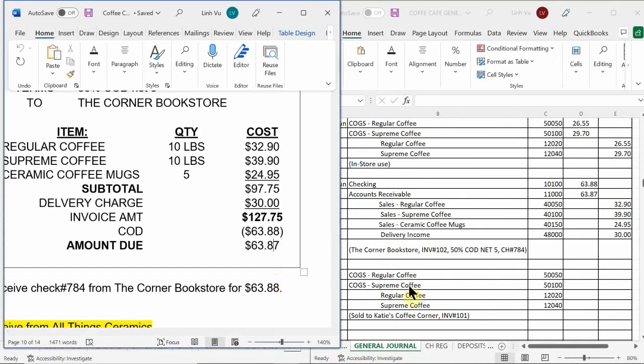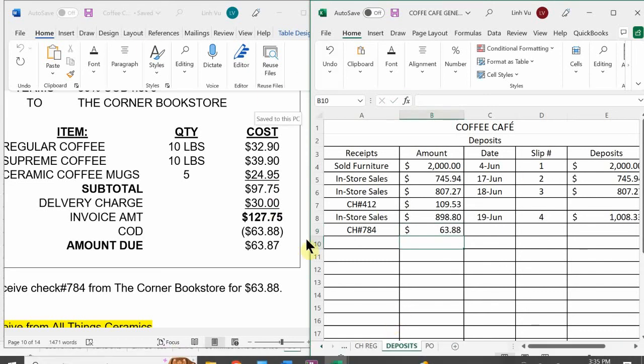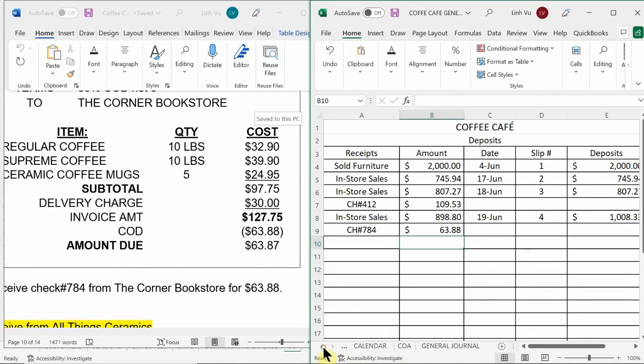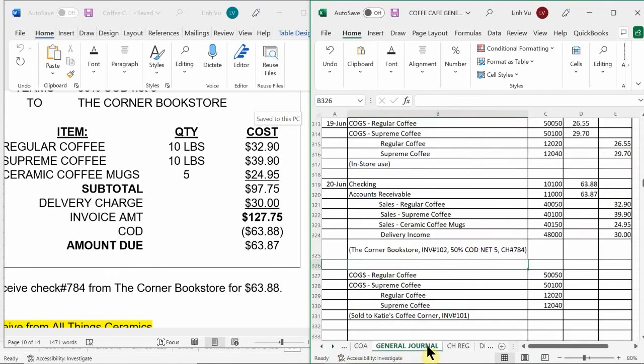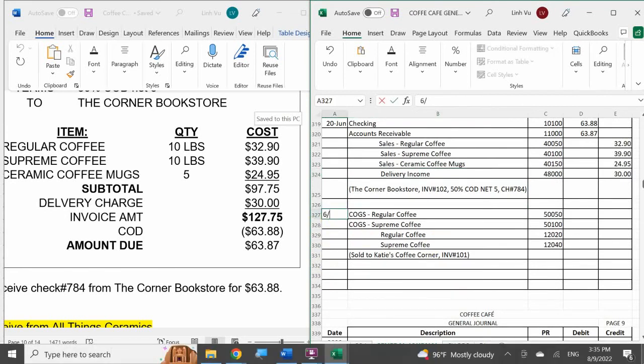Okay, so what happens to the check? We need to hold on to the check for $63.88. So we need to hold on to that check before we deposit it at the end of the 20th. So in this case, wow, we already reached the end of page 8.